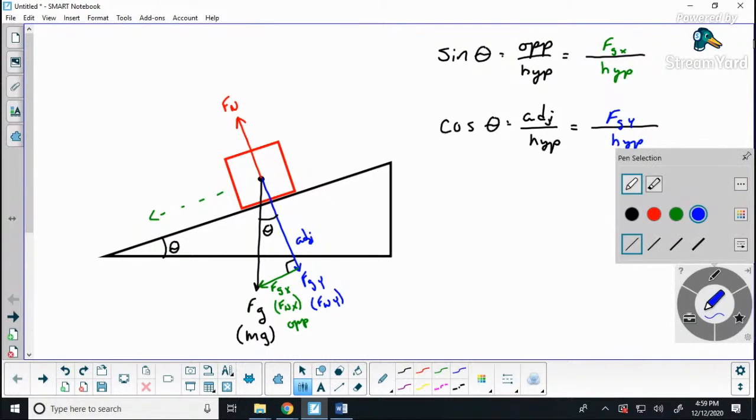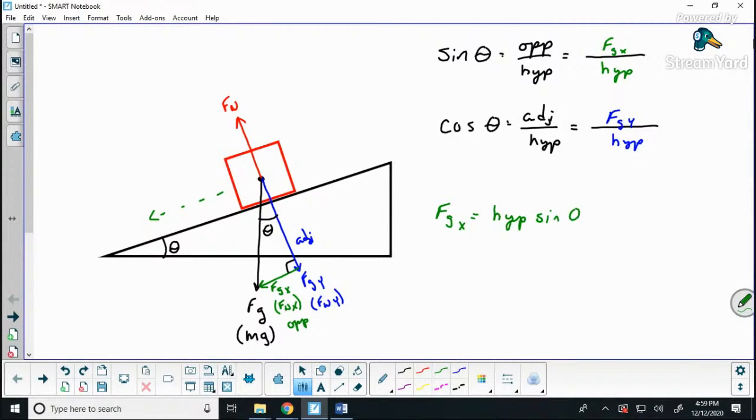So what I can do is go back in, say, okay, so my force of gravity in the x, or force normal in x, is going to end up equaling, cross multiply, the hypotenuse times sine of theta.